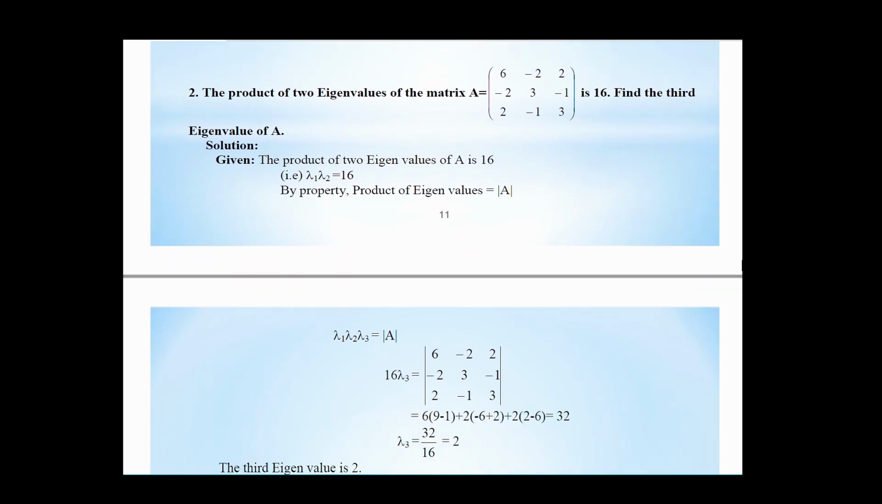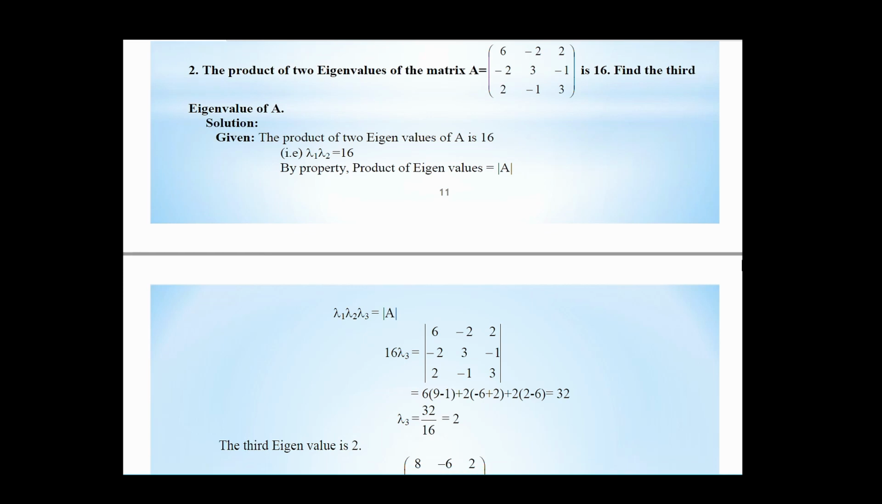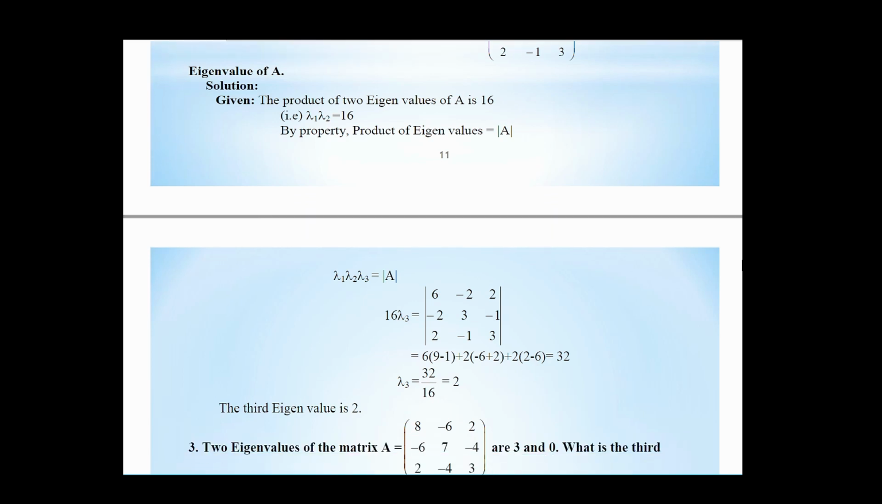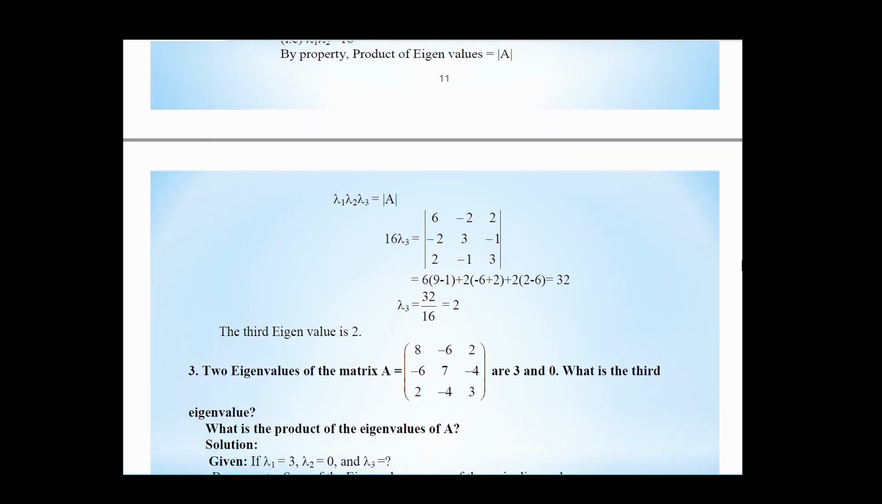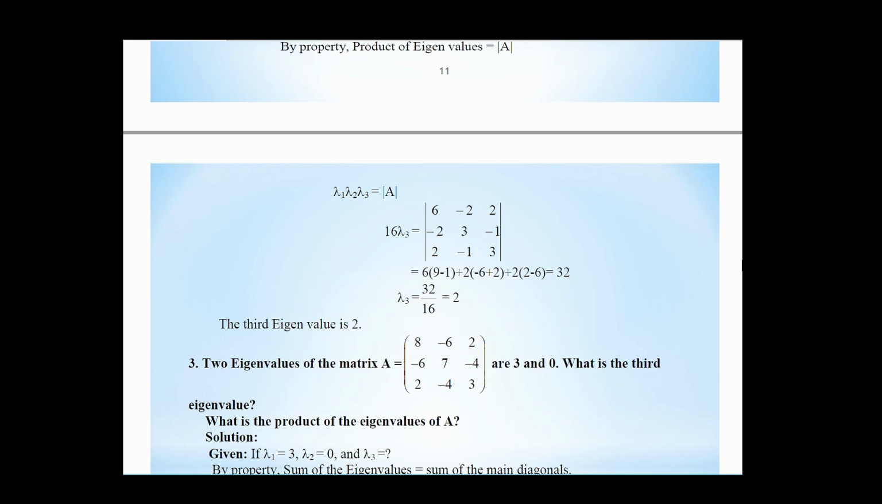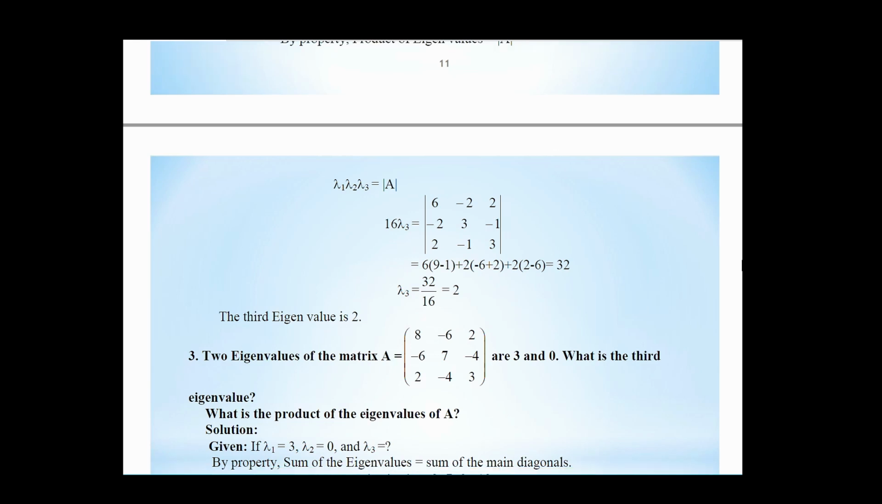We are given the product of two eigenvalues is 16. That is, lambda 1 into lambda 2 equal to 16. We know the property of eigenvalues: the product of the eigenvalues is nothing but the determinant of the matrix. So lambda 1 into lambda 2 into lambda 3 equal to determinant A. Already we know that lambda 1 lambda 2 is 16.